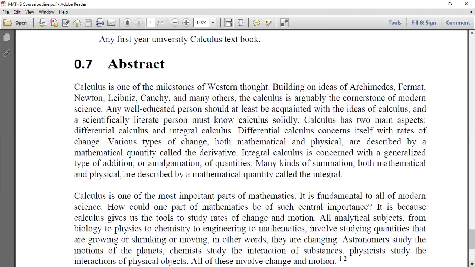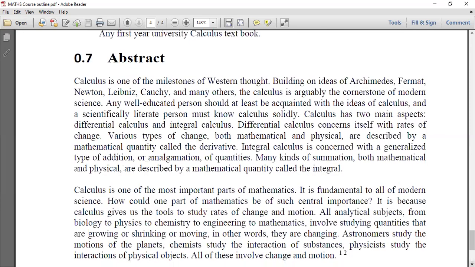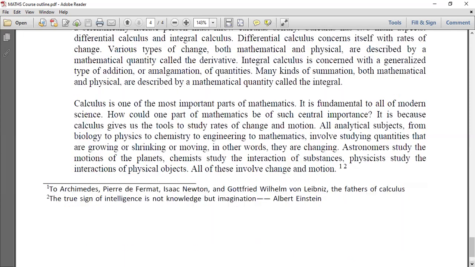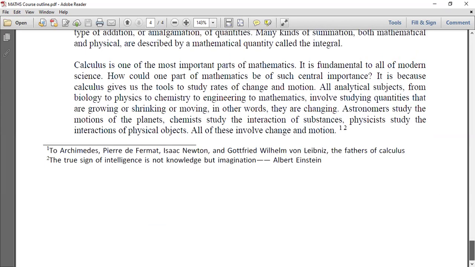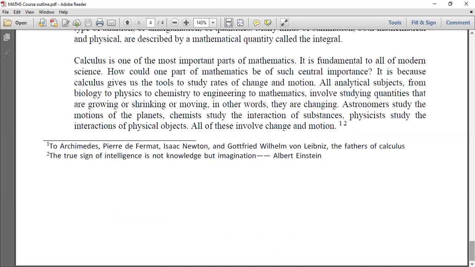This is just the abstract, which is explaining what the course is all about. Fundamentals of modern science. This is just for you to read and understand what the module is about. So this is just a course overview. I hope this is going to explain.